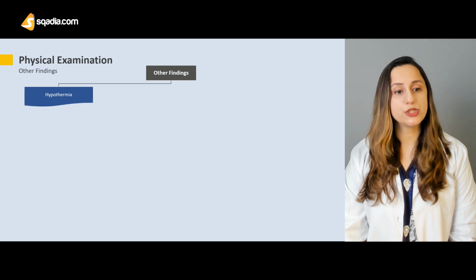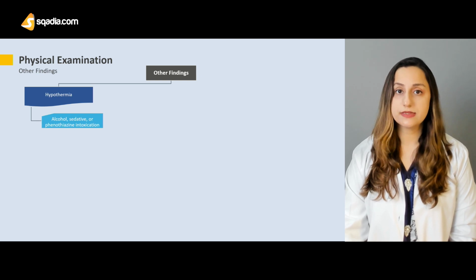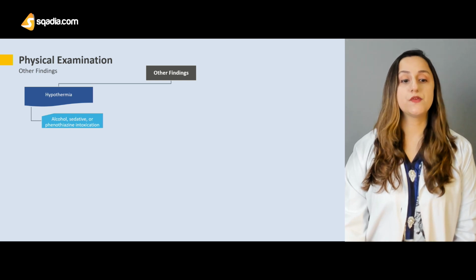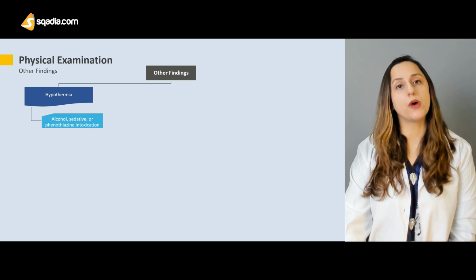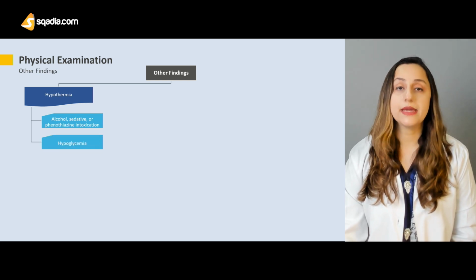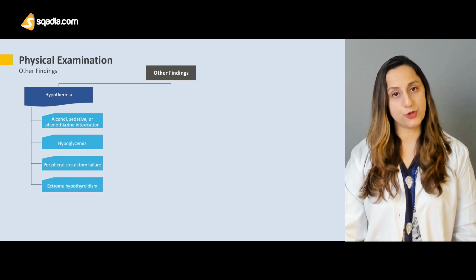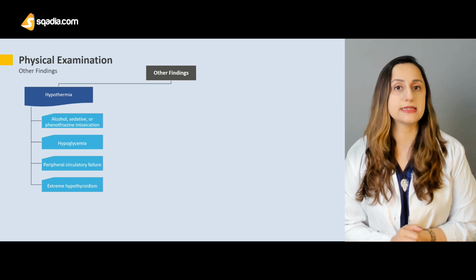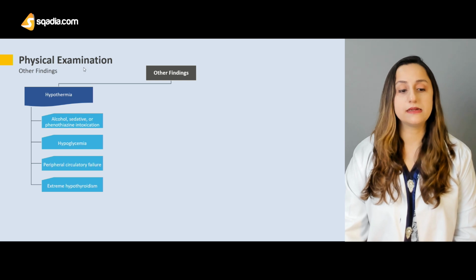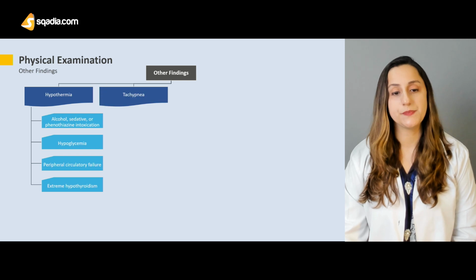Other findings would include the findings for hypothermia, usually associated with the use of alcohol, misuse of alcohol and sedatives. Phenothiazine intoxication is one of the causative factors resulting in hypothermia. Hypoglycemia, peripheral circulatory failure, extreme hypothyroidism. So you check for these hormonal levels as well. You would check for the thyroid levels in the blood, and any levels indicating hypothyroidism would be critical.